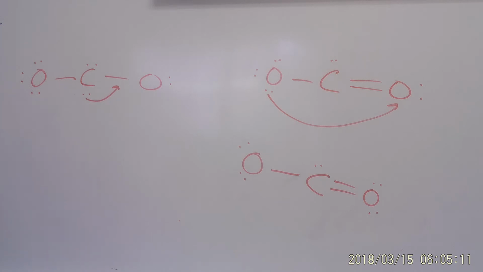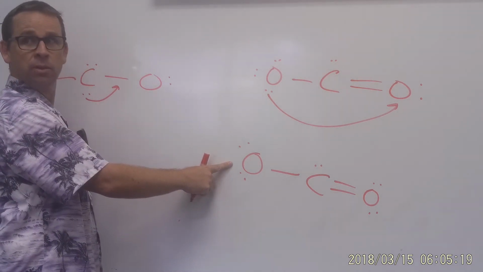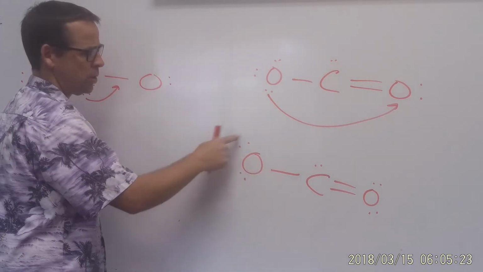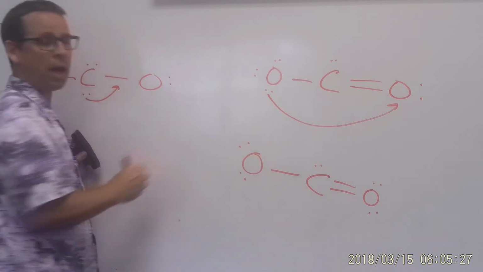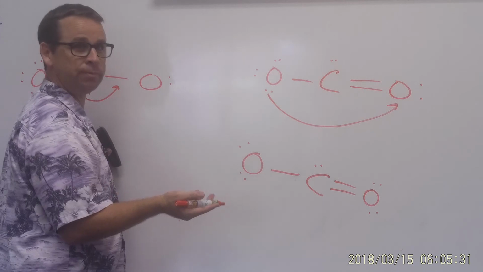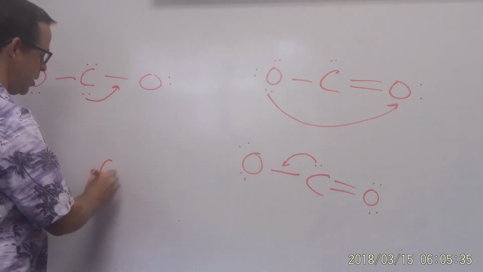Carbon still has too much electron density. Who's missing electron density now? This oxygen only has access to 6 electrons. And it only has 5 right around it, and it wants to have 6. So what does it look like we need to do? Yeah, move this electron over to here, those electrons over there.